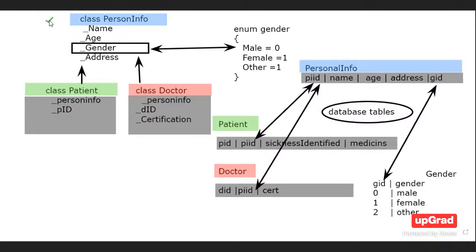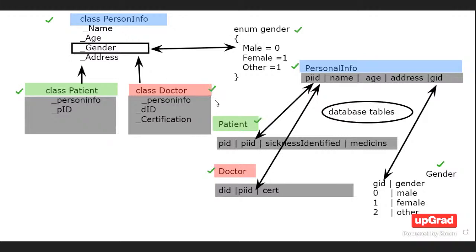Let's say this is mapped with person info over here. The Patient class is mapped with the patient table, the Doctor class is mapped with the doctor table, and the enum Gender is ultimately mapped with the gender table in the database. So there has to be a typical one-to-one mapping. And if there are some references that you see, they can be resolved with the help of composition by default.